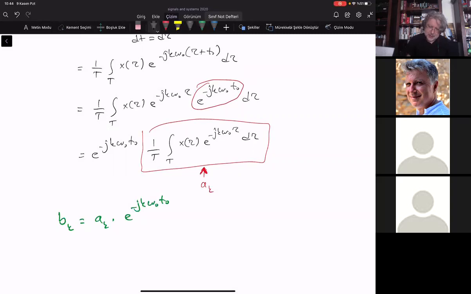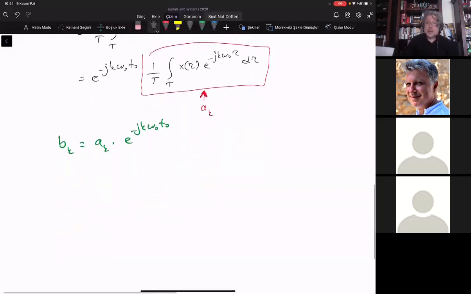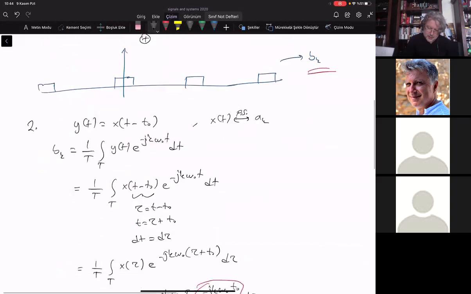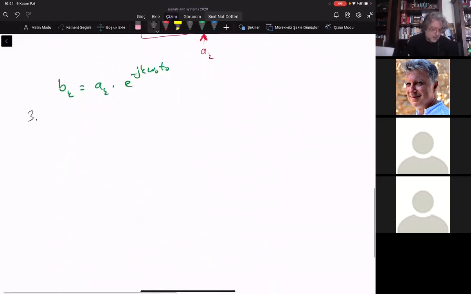All right, so this was property number 2. What is property number 3? It's time reversal. These are easier properties. If y of t is equal to x of minus t, the flipped around version, what happens to the Fourier series coefficient? You can again solve for this one.